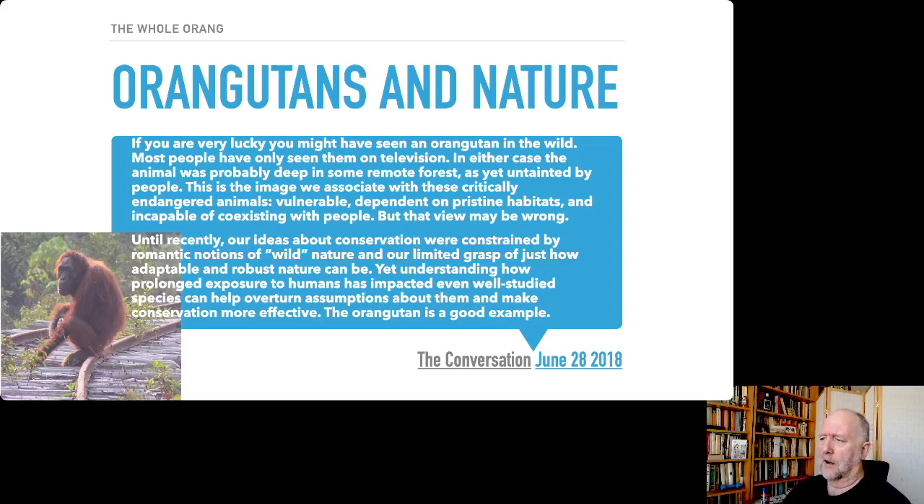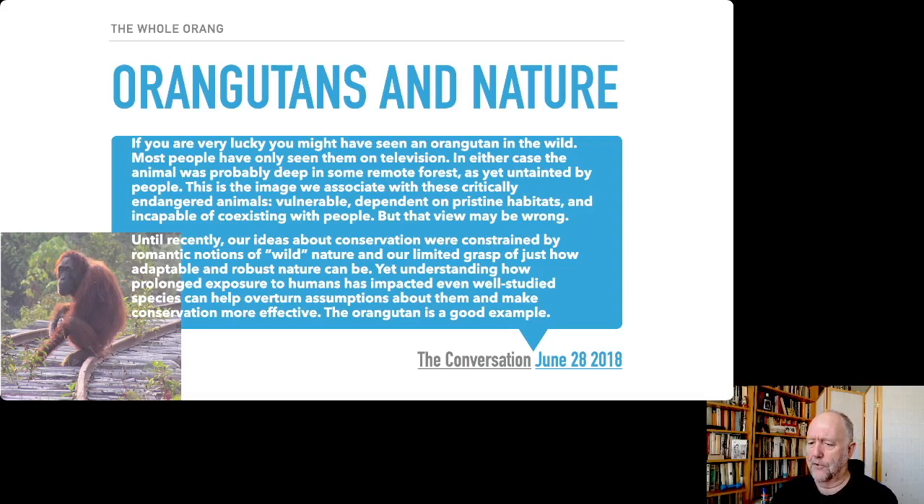Until recently, our ideas about conservation were constrained by the romantic notions of wild nature and our limited grasp of just how adaptable and robust nature can be. Yet understanding how prolonged exposure to humans has impacted even well-studied species can help overturn assumptions about them and make conservation more effective. The orangutan is a good example.